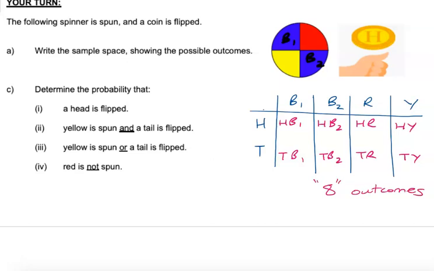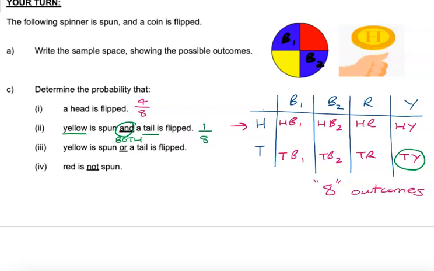So in answering the questions, determine the probability that a head is flipped. So I'm going to look along the row involving H for head, flipping a head on the coin, and I can see there are 4 out of the 8 possibilities that involve flipping a head. In our second example, we've got yellow is spun and a tail is flipped. So I'm looking for yellow and a tail. It must include both. That's what "and" means, both. So I've got 1 out of the 8 outcomes that involve a yellow colour and a tail.